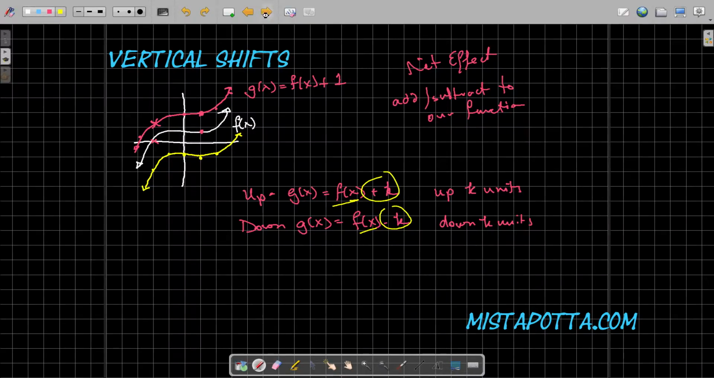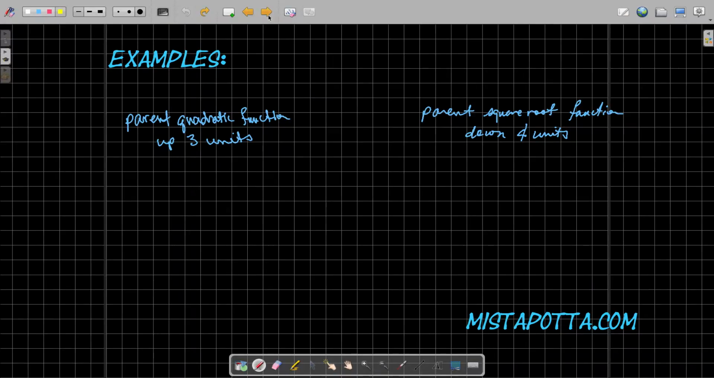So let's do a couple of examples of this. So let's say that I have my parent quadratic function, and I want to take this quadratic function and move it up 3 units. So graphically what we're talking about is we know our quadratic function passes through the origin, passes through the points (1, 1) and (2, 4), (negative 1, 1) and (negative 2, 4). So we end up having this curve.